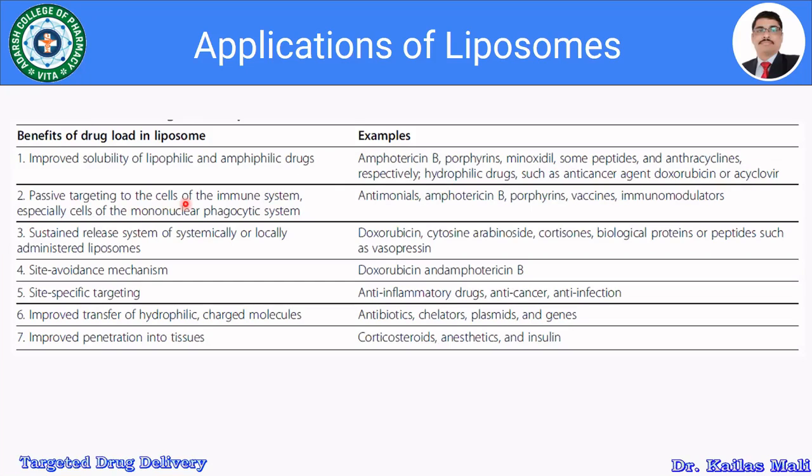Then passive targeting to cells of the immune system, especially cells of the mononuclear phagocytic system. For example, antimonials, amphotericin B, porphyrins, vaccines, and immunomodulators. Then sustained release systems of systemically or locally administered liposomes. For example, doxorubicin, cytosine arabinoside, corticosteroids, biological proteins, and peptides such as vasopressin. Site avoidance mechanism, for example, doxorubicin and amphotericin B.